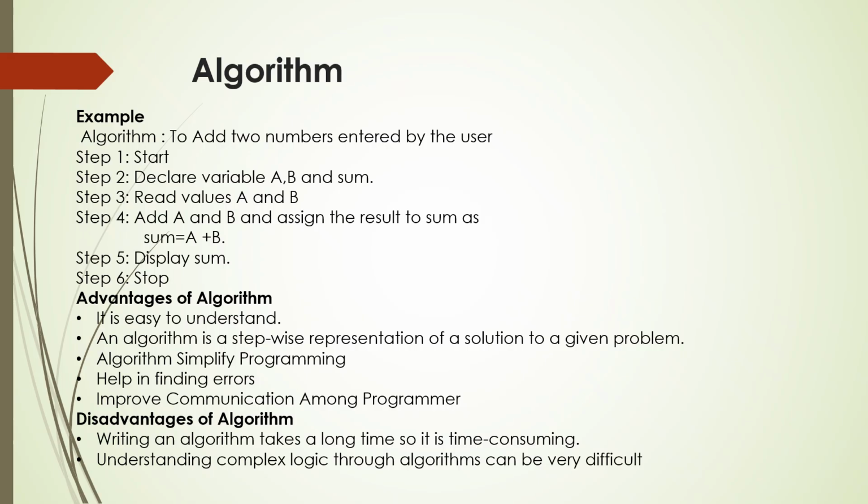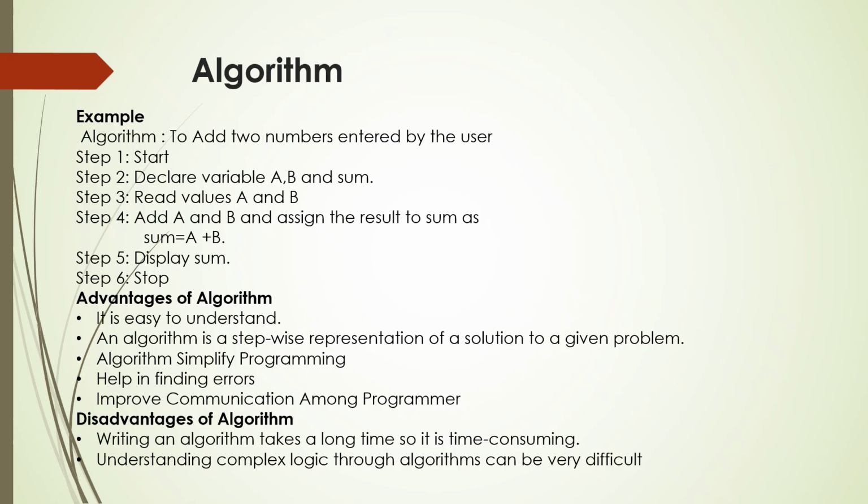A variable is a named memory location used to store data. In this example, we need three variables. The first variable is a, which stores the first number entered by the user. The second variable is b, which stores the second number. The third variable is sum, which stores the result after adding the two numbers. Before storing any value, a variable must be declared. This is why variable declaration comes before taking input. For example, if the user enters 15 and 20, then a is equal to 15 and b is equal to 20. Sum will later store the answer.